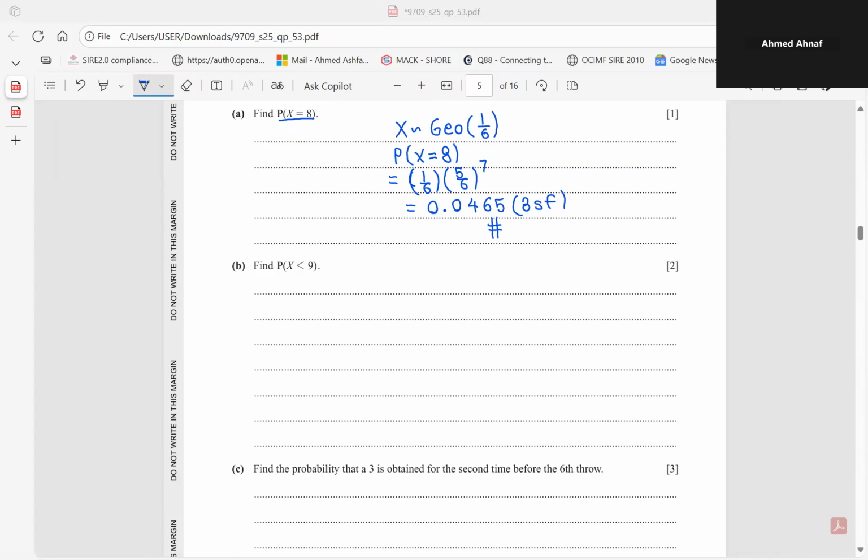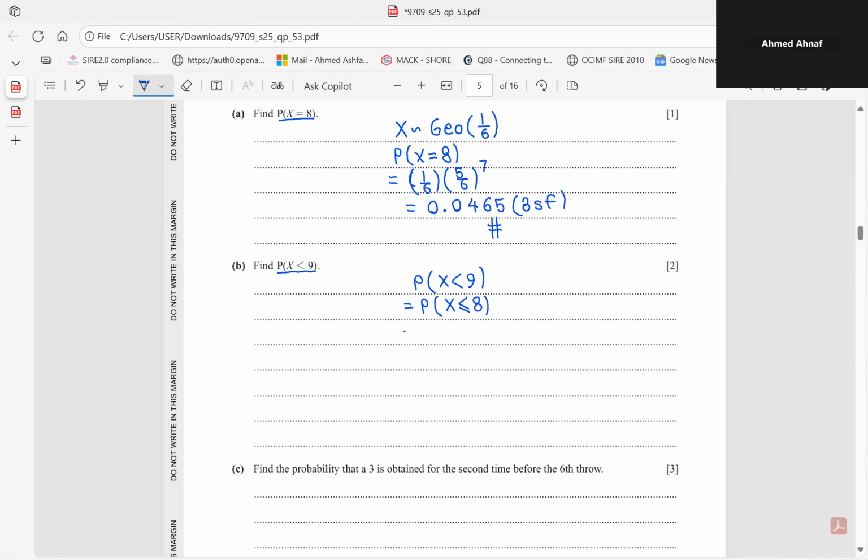Okay, so for the second part, we have to find the probability that X is less than 9. Let's try to understand what X less than 9 means. X less than 9 means that you have to get your first successful outcome within less than 9 tries. So the maximum number of tries you can have is 8. So this is actually the same as saying the probability of X being less than or equal to 8, since this is a discrete distribution.